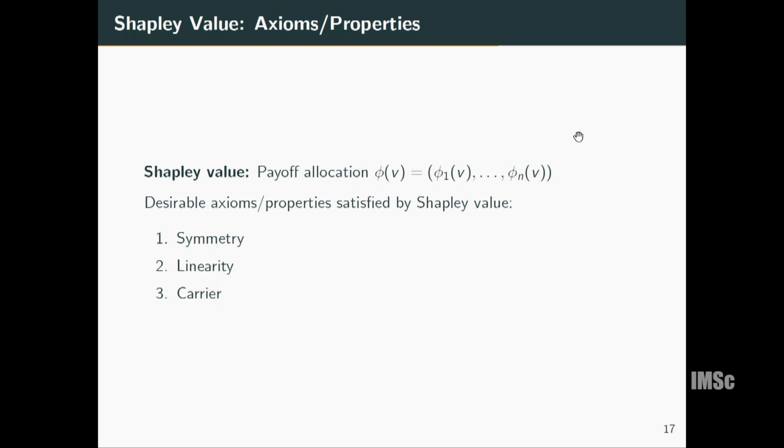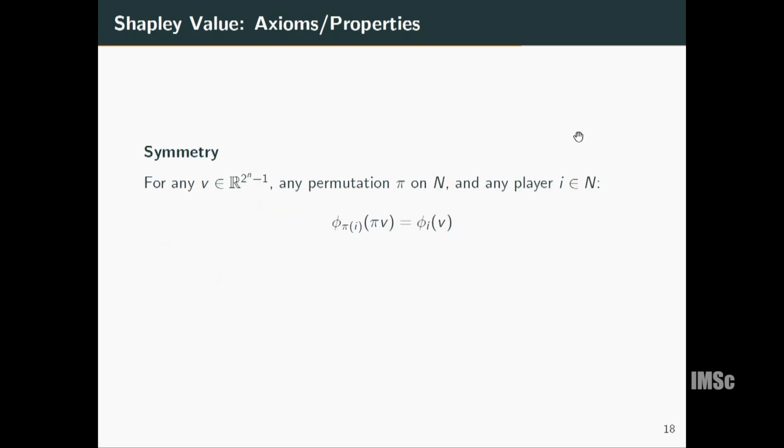Okay, so the Shapley value basically satisfies these three properties, which are also good properties. Symmetry, which is the primary motivation why we went to the Shapley value. The symmetry property simply says that whatever value I am getting by being player number 1, I should get the same value by being an arbitrary number. So even if you change the permutation, the Shapley value should not change.